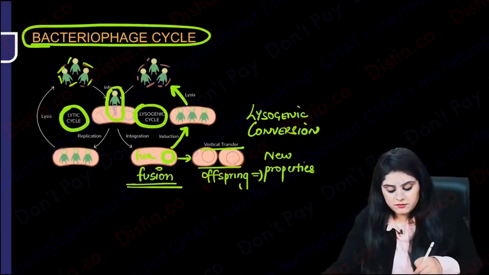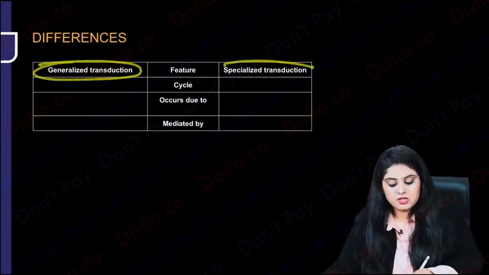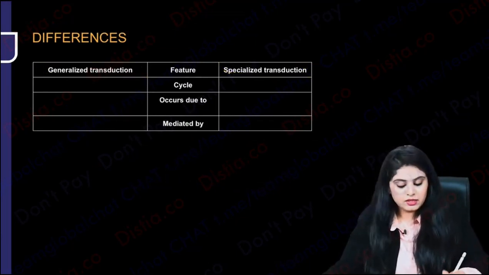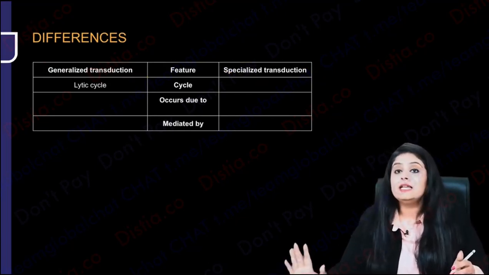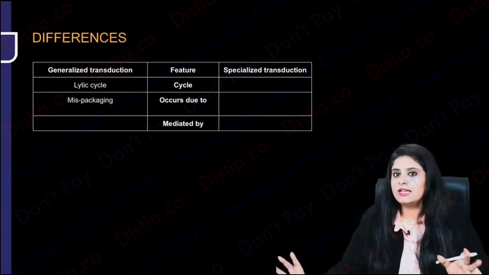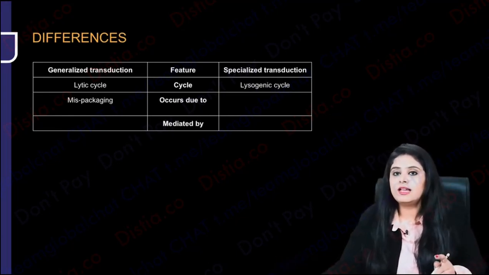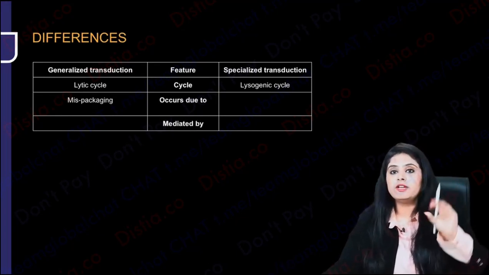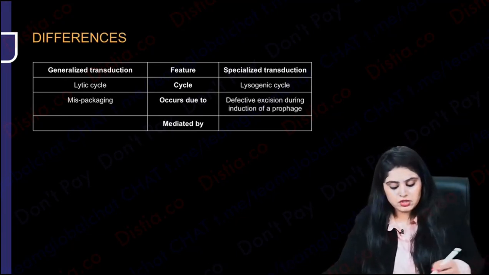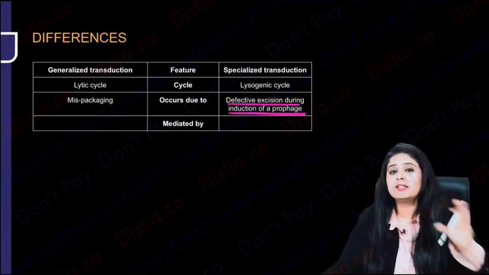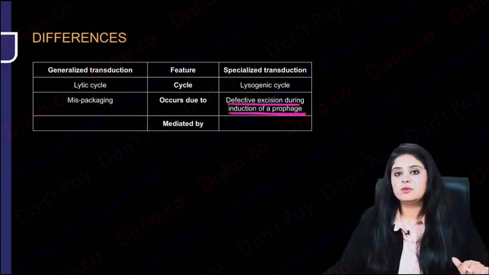So now if I have to differentiate between generalized and specialized transduction, can I say that in generalized only lysis was happening? I was only focusing on the lytic cycle. And why was that happening? Remember, the packages were mispackaged. That is what I told you. Whereas in specialized there was a lysogenic cycle happening, because of the prophage and induction, the fusion and separation, right? There was going to be defective excision during the induction. Induction means in that separation phase there was a problem happening.